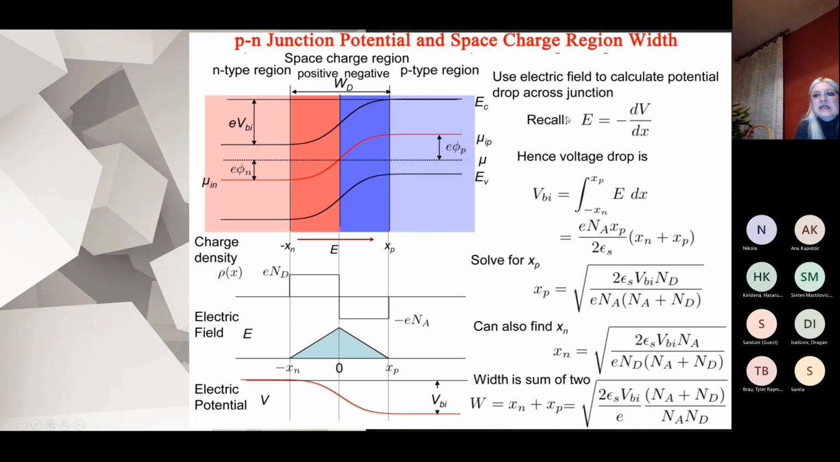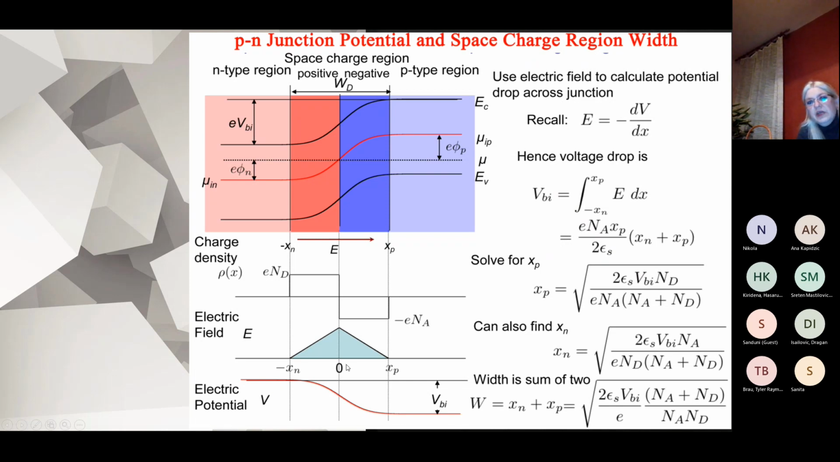So if we recall that the electric field is the negative derivative of the voltage with respect to position, then it will be interesting to find the voltage drop. The voltage drop will be the highest here in the space charge region, or depletion zone. We just integrate from this point -xn to xp. Here you can see the integral of the electric field, and this is what you get for the electric potential.